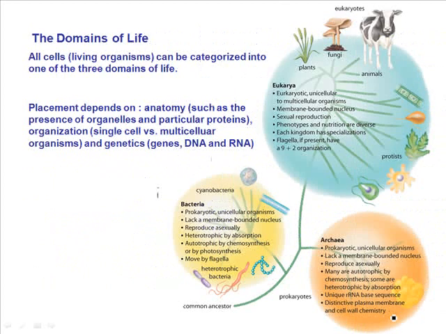So the first thing we should look at are what's called the domains of life. All cells can be categorized into one of three domains of life. Now the placement in these domains of life depends on cellular anatomy. So this is on a cellular level that things are being compared, such as the presence of organelles and particular proteins inside of the cell, cellular organization, multicellular organisms versus single-celled organisms, and also their genetic structure.